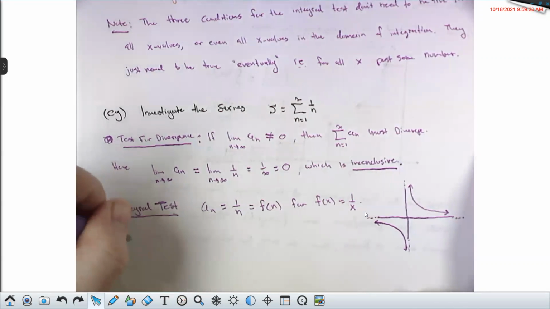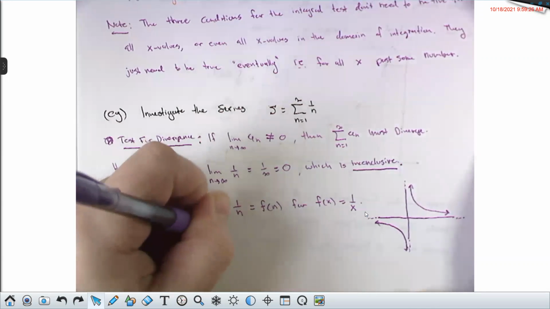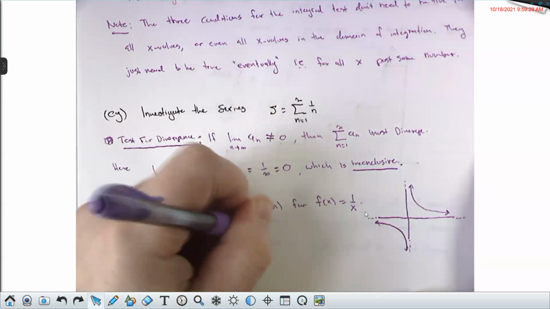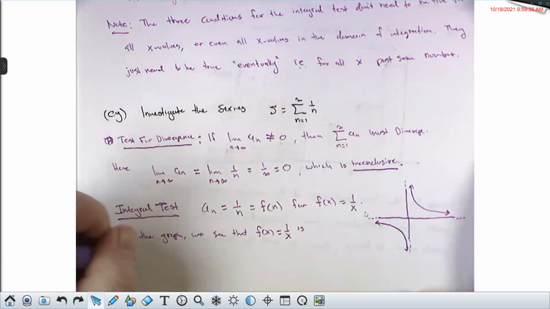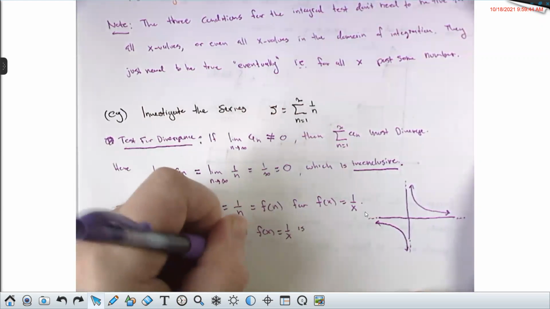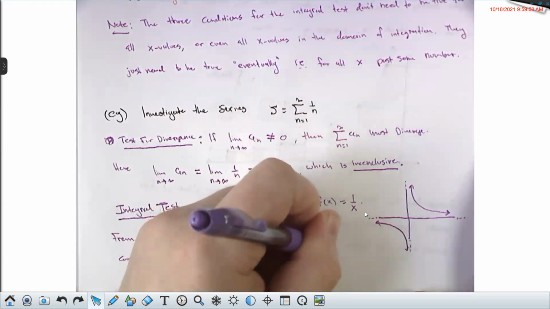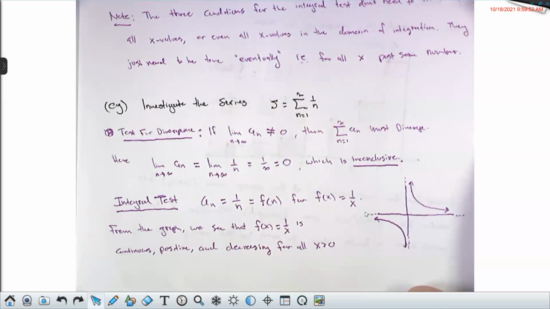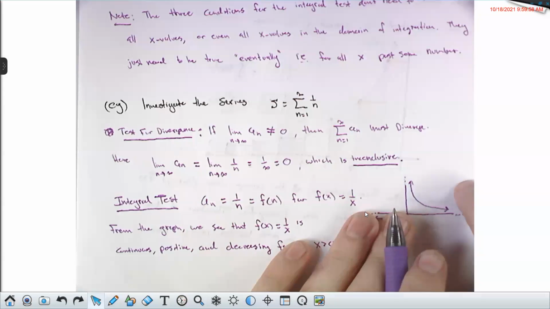From the graph, we see that f of x equals 1 over x is continuous, positive, and decreasing for all x greater than 0. Right? I'm just looking over here. Is this curve continuous, positive, and decreasing? Yes, it is. Continuous, it's unbroken, right?